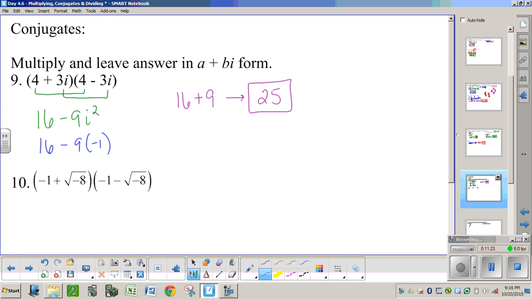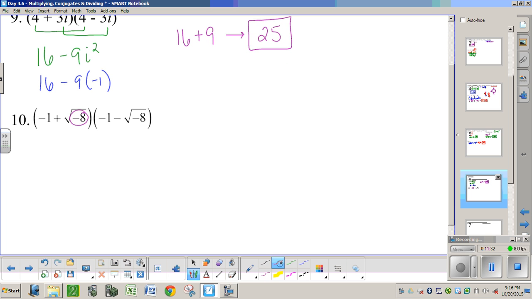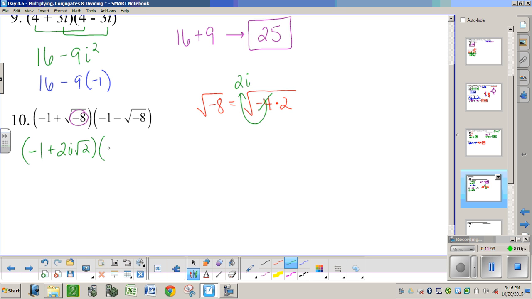Now in number 10, what we want to do first is take care of that negative 8 inside the radical. So what I want to do first is simplify that. Off to the side here, I'm going to do the square root of negative 8. So that's the square root of negative 4 times 2. And negative 4, if I take the square root of that, is going to be 2i. So I'm going to rewrite these binomials as negative 1 plus 2i radical 2 and 1 minus 2i radical 2. All right, so that when I multiply this out, I'm not worried about negative radicals there. I've already taken care of that.